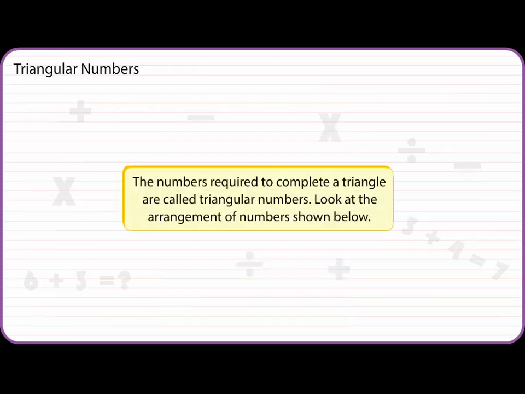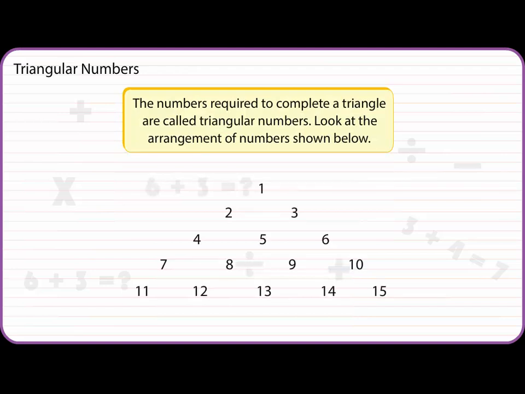Triangular numbers. The numbers required to complete a triangle are called triangular numbers. Look at the arrangement of numbers shown below. Here, the numerals 1 to 15 are showing a pattern of triangular numbers.